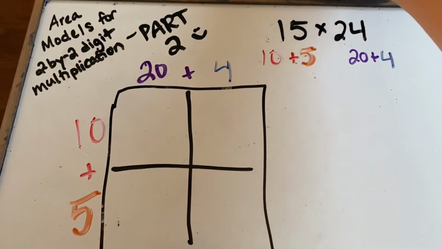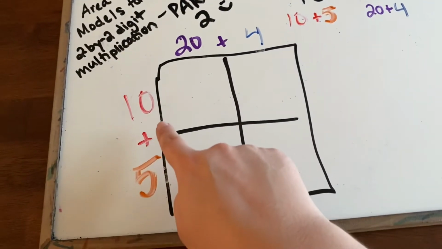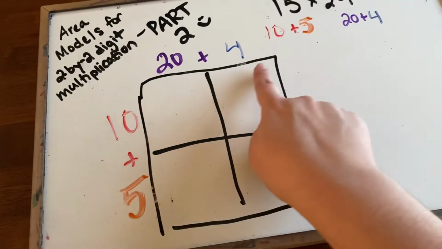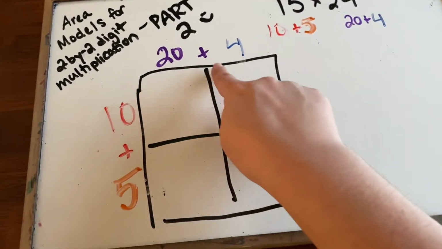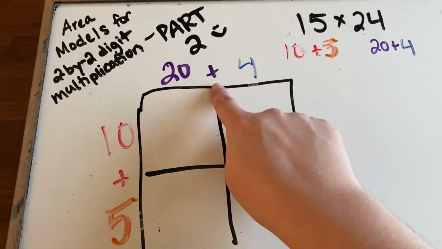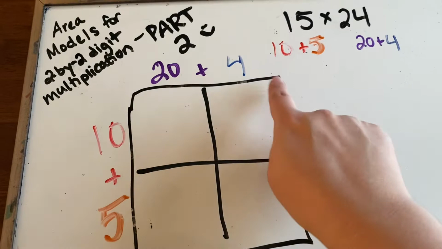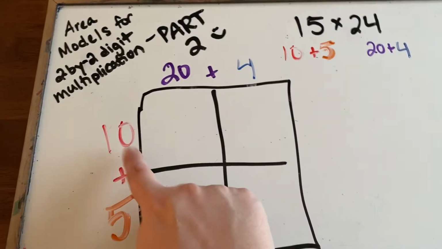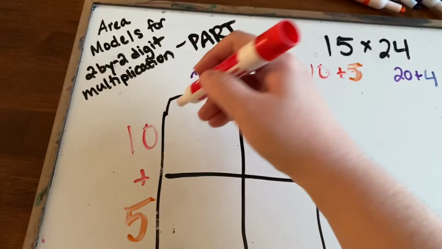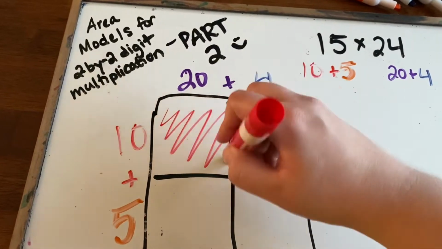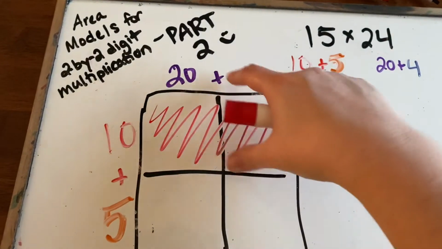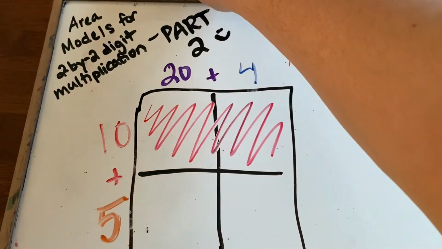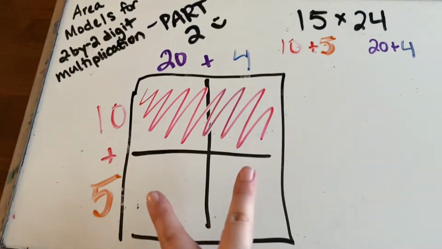Okay. So because this box is the side times the top, that would be 10 times 20. This is also the side times the top. This is 10 times 4. So both of these boxes are going to use my red 10. So I'm just going to go ahead and color the whole top with the red because both of these have a side length of 10. So they're both going to use red.